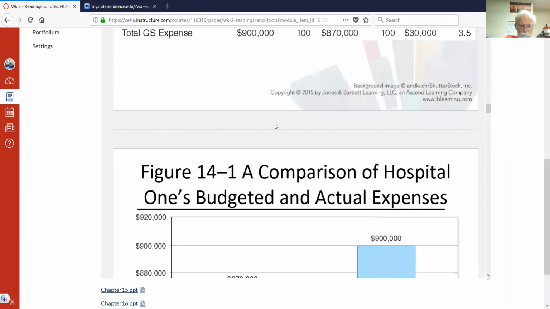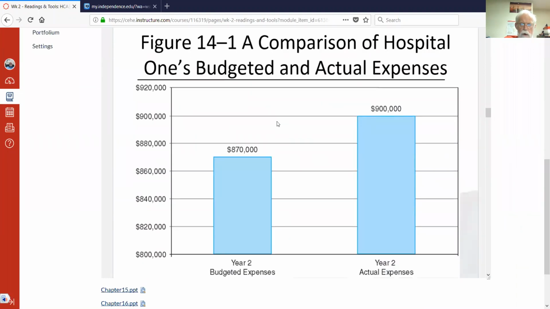I'm sorry about that. So there's a lot of ways of looking at this. This bar chart is one way of looking at budgeted versus actual. This looks like a lot.